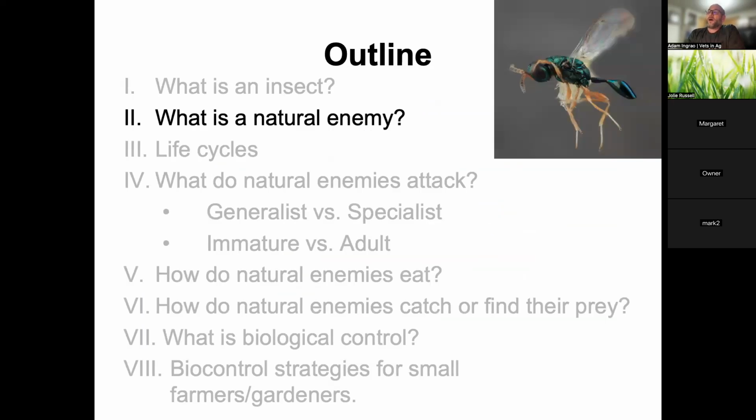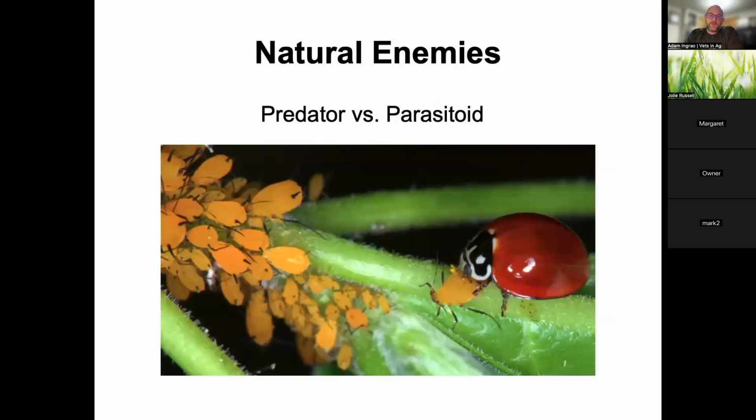So let's talk about what a natural enemy is. There are two classifications of natural enemies: predators and parasitoids. Predators are something that probably all of us are very familiar with. This is an example of a predator, pictured here. This is a ladybug, and that ladybug is feeding on an aphid. Ladybugs are a very well-known predator of aphids.